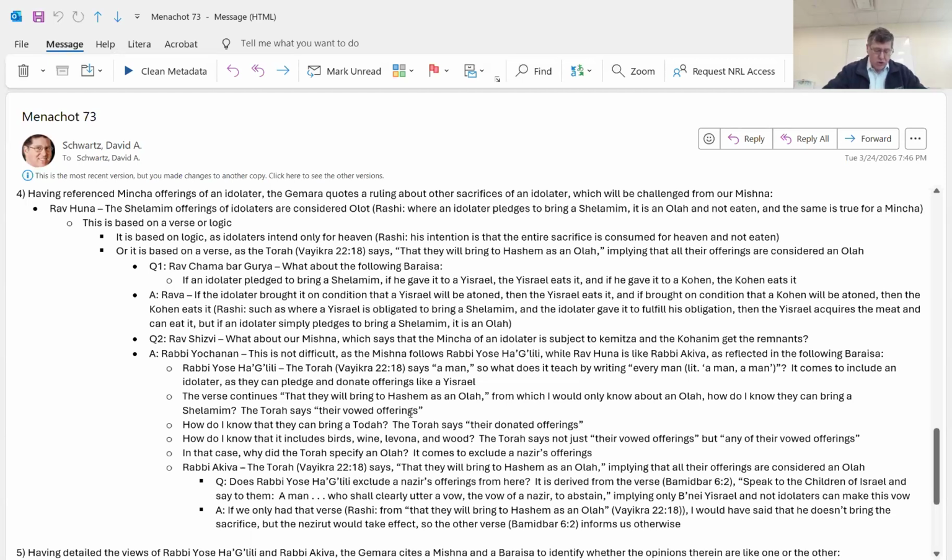One second. You just said before, Rav Huna, that it's all burned as an Ola. How can we have a brisa that says that it's not burned as an Ola? So Amar Rava, Hachi ka'amar. This is what it's saying. Al menat she'yitkaper bahen Yisrael, Yisrael ochlan. If the non-Jew gives it on the condition that a Yisrael will be atoned for it, well, then the Yisrael gets to eat it. Al menat she'yitkaper bahen Kohen, Kohen ochlan. If it's so that the Kohen gets to atone for it, the Kohen gets to eat it.